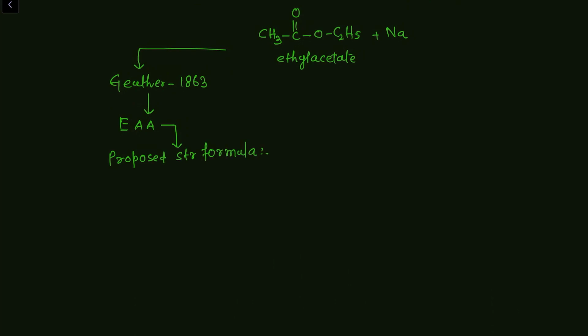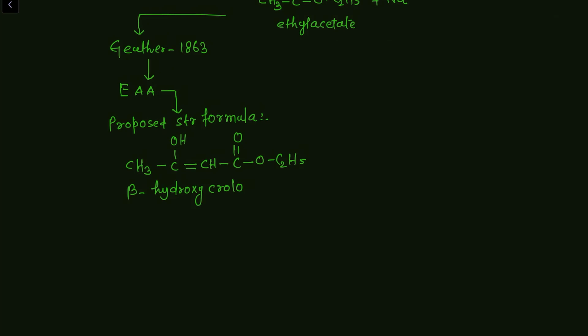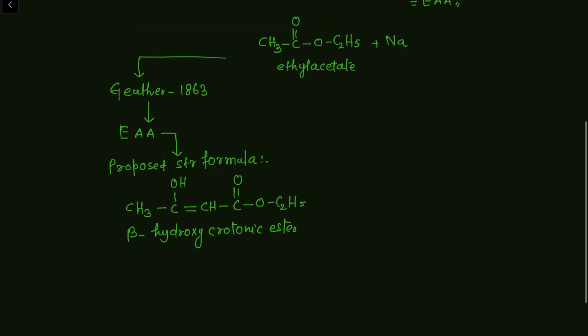What was the proposed formula? The proposed formula was CH3C(OH)=CH-COOC2H5, and this compound is known as what? Beta hydroxycrotonic ester. At the time of Geuther there was no problem because he prepared this compound and he gave this proposed formula, right? So all the group of scientists agreed with Geuther's work.